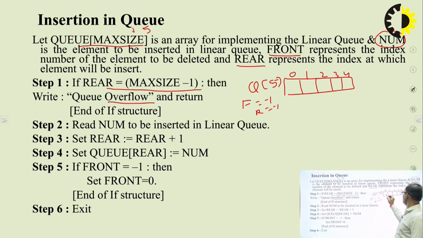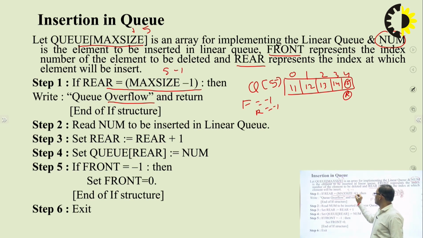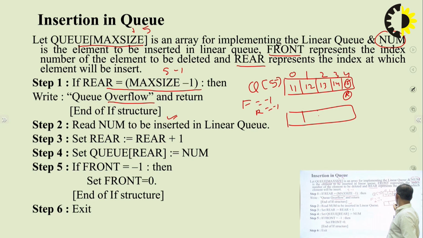So suppose the first element is inserted here, 11, 12, 13, 14, 15. When we insert the last element, the value of rear will reach 4, and 4 is max size minus 1. So if rear is equal to 4, then we will print a message that queue is full and further insertion is not possible. Otherwise, if queue is not full, it means space is available, and we have to insert the element.